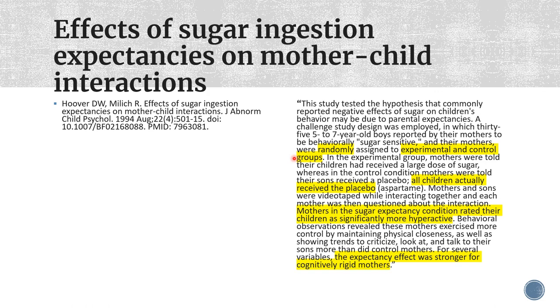Okay, again, double blind, right? All the children actually in this case received the placebo. So basically the mothers didn't know who was getting the placebo and who wasn't, because they all were, right? Mothers in the sugar expectancy condition rated their children as significantly more hyperactive, right? That is, the expectancy effect was much stronger for what they call cognitively rigid mothers. That is, non-critical thinkers. That's a fancy word for that.